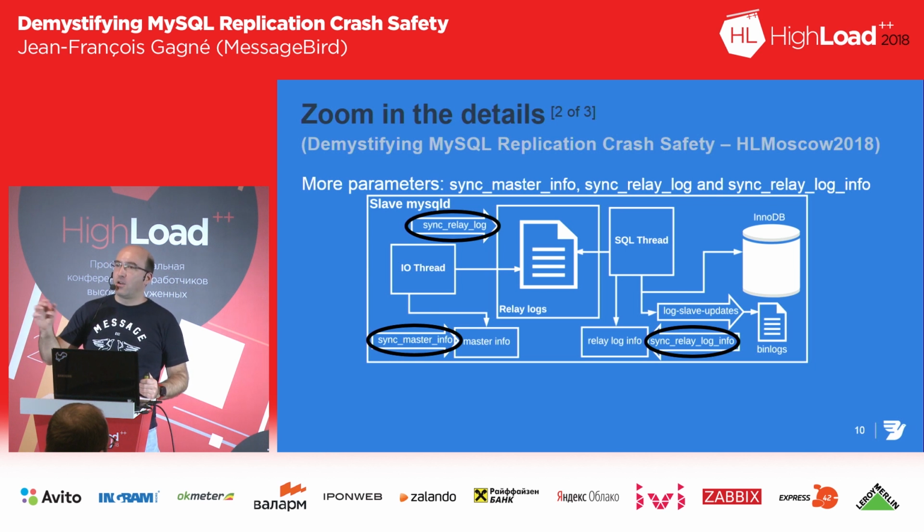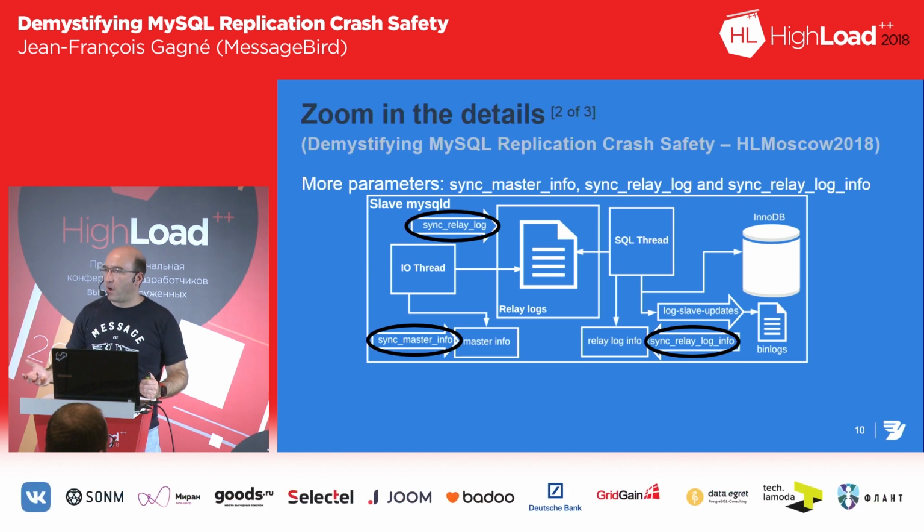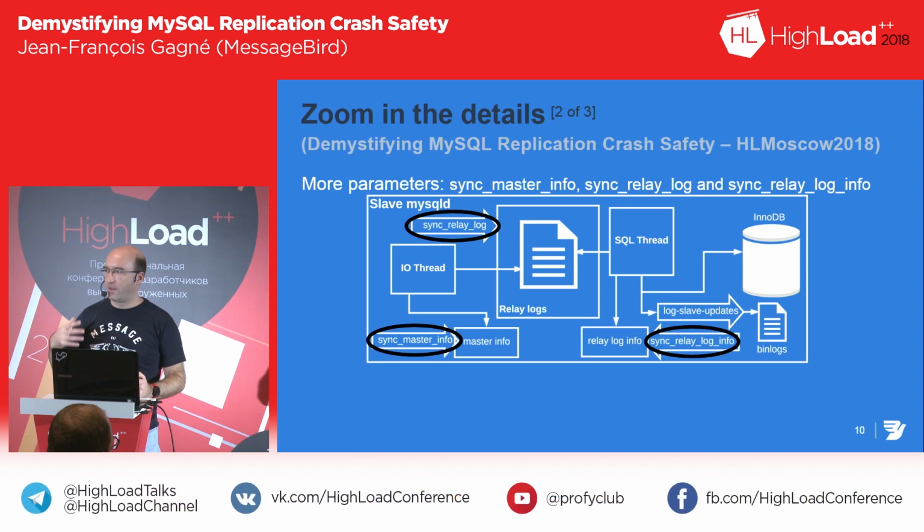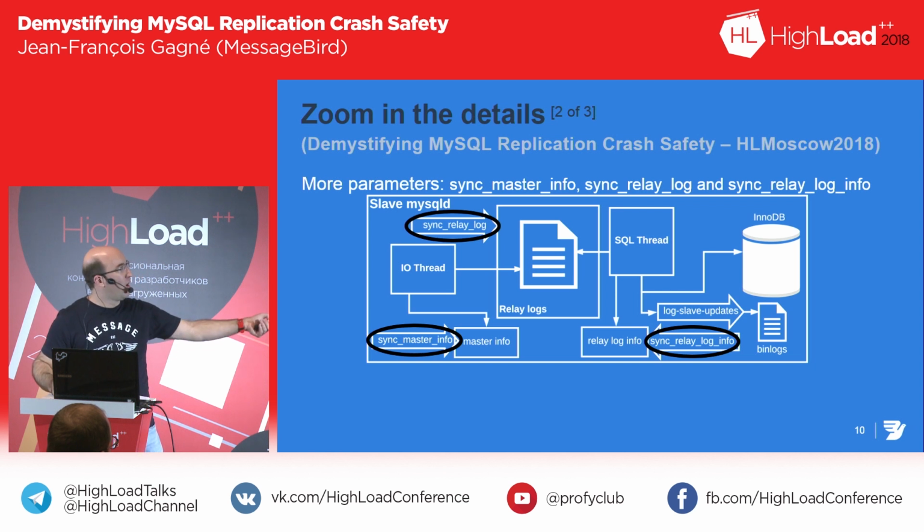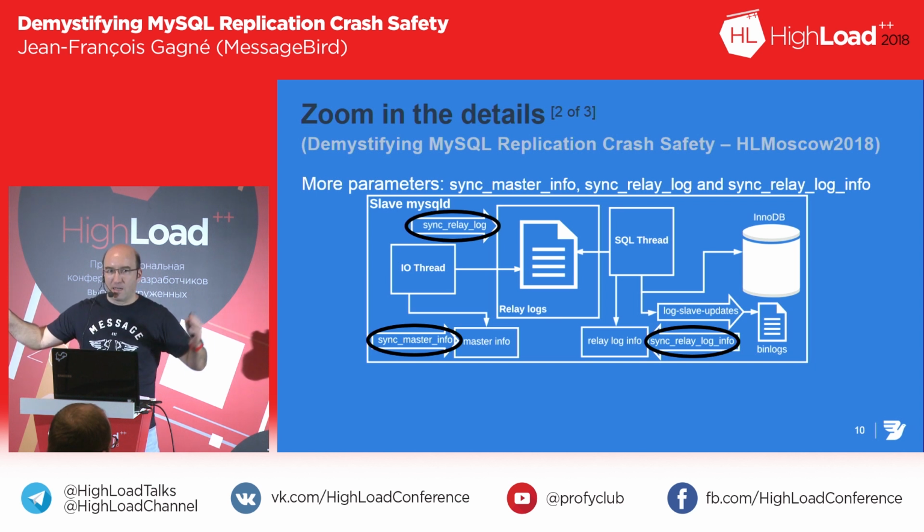If it would write the relay logs to disk after each event, it would be very expensive because a transaction can be hundreds of events. So the IO thread saves the relay log and the master info after X events. And the SQL thread will save the relay log info after X transactions, because now we are in the ACID world, the transactional world, where the SQL thread executes a sequence of events, and in this sequence of events, there's a begin and there's a commit, and after X commits, it will save the relay log info. And this is configured by those three parameters.